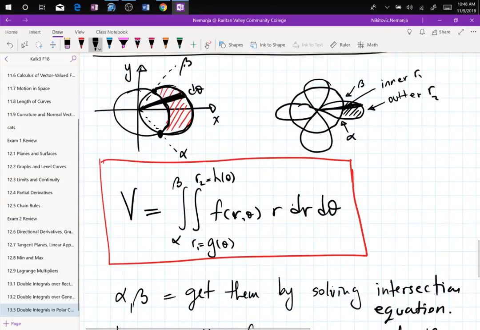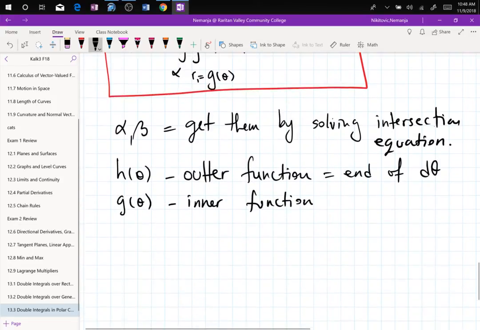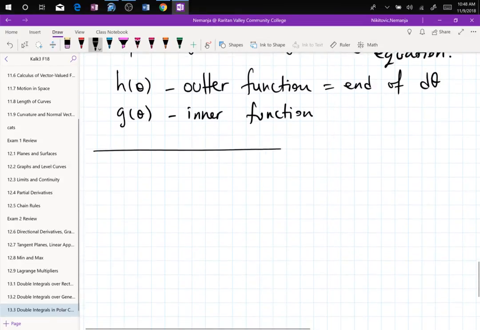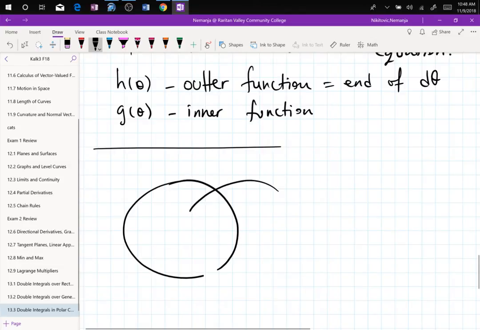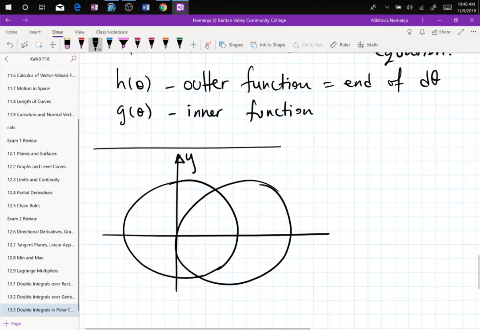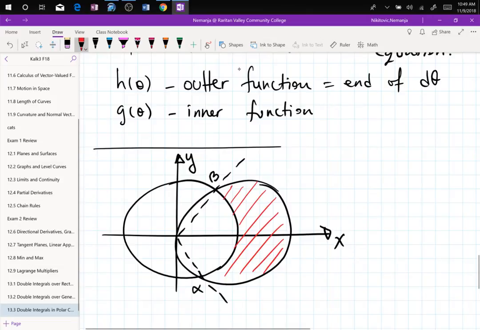So what do I have? The example of two intersecting circles. These graphs are not the best, but I have my alpha, beta, and the shade over here, what I'm looking for.